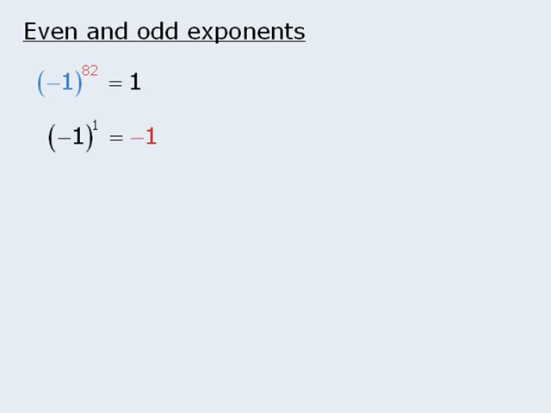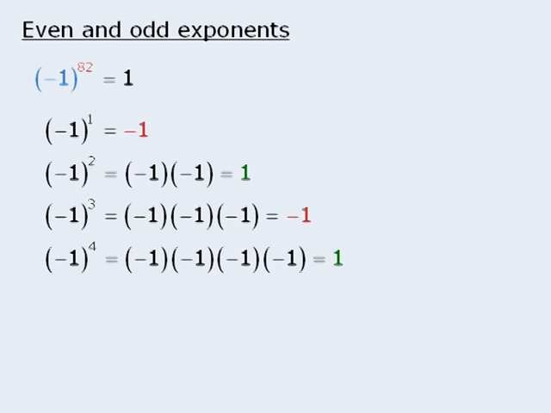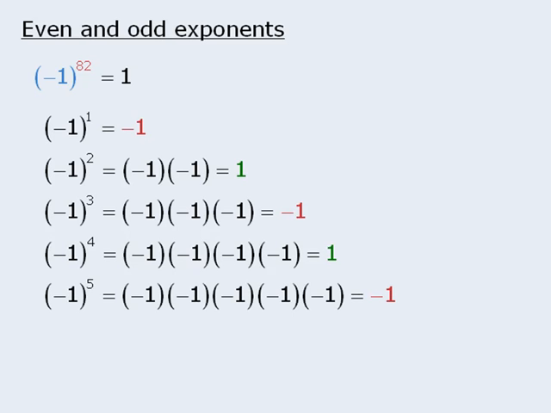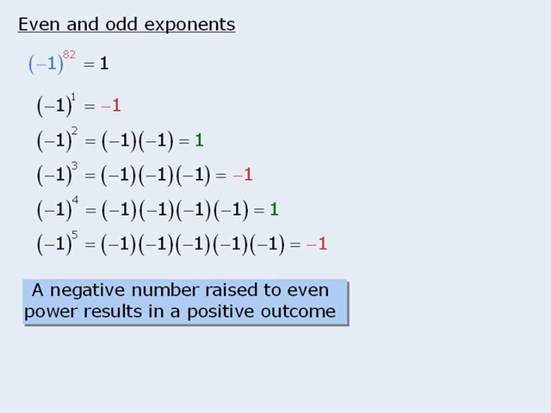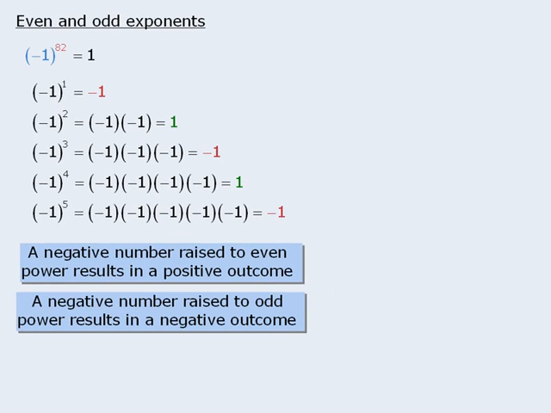First, notice that negative 1 to the power of 1 equals negative 1. Negative 1 to the power of 2 equals 1. Negative 1 to the power of 3 equals negative 1. Negative 1 to the power of 4 equals 1, and so on. Now notice that when the exponent is odd, the expression evaluates to be negative 1. And when the exponent is even, the expression evaluates to be positive 1. To generalize these results, we can say that a negative number raised to an even power will yield a positive number, and a negative number raised to an odd power will yield a negative number.